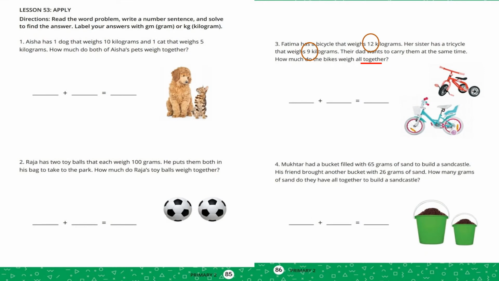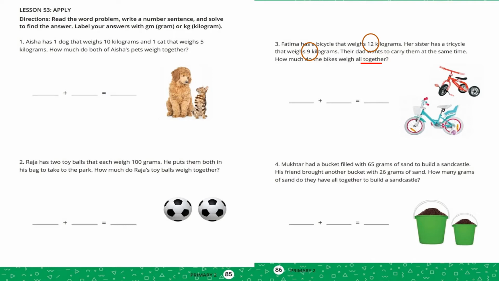Now, open page 85 and 86, lesson 53. Read the word problem, write a number sentence and solve to find the answer. Label your answers with gram or kilogram. Number 1. Aisha has one dog that weighs 10 kilograms and one cat that weighs 5 kilograms. How much do both of Aisha's pets weigh together?